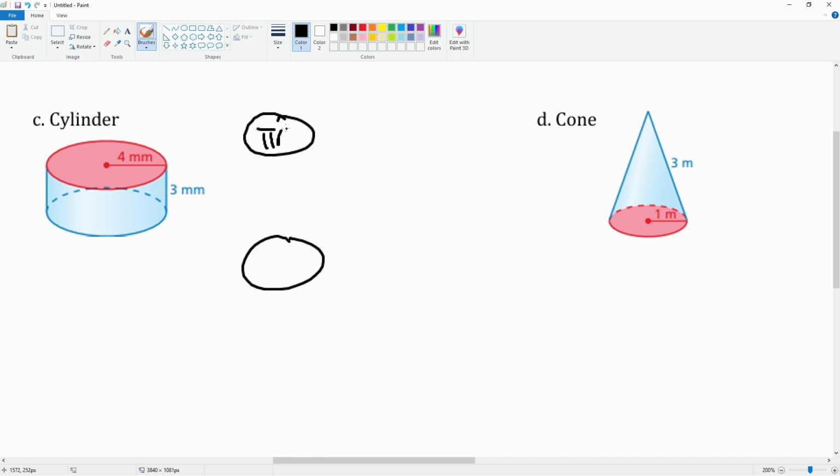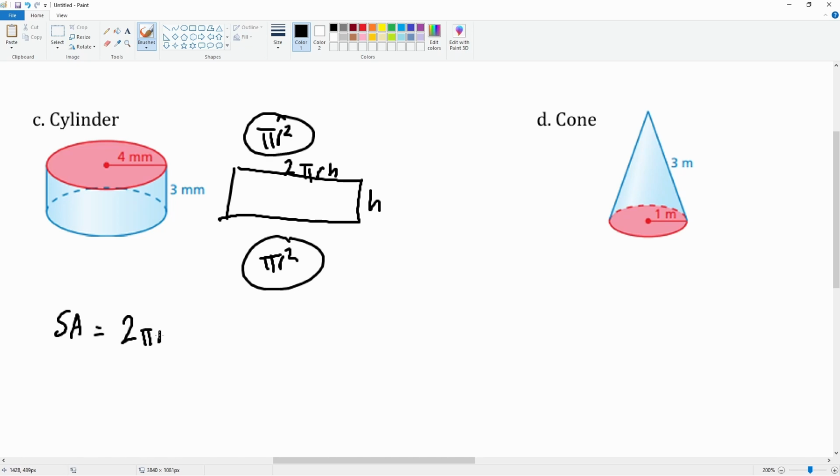This is pi r squared and pi r squared. Okay? Then you have a length and a width. Here, this is height, and this part is 2 pi rh. So, if you want to think about the surface area, it is going to be 2 pi r squared, and then you're going to add the 2 pi rh part.